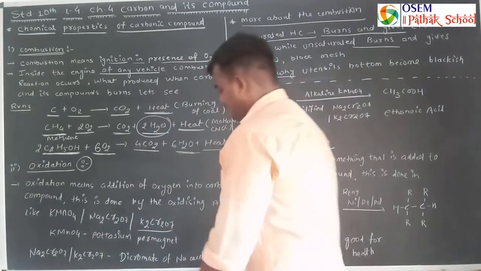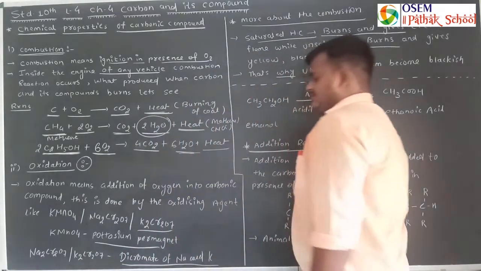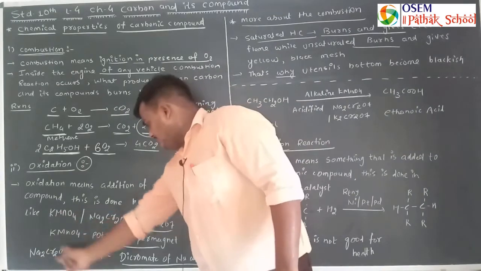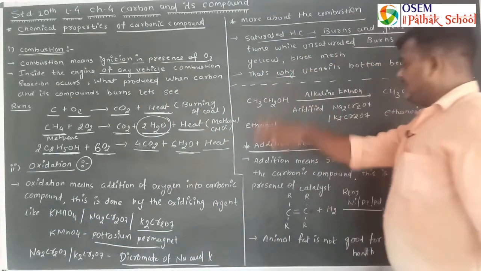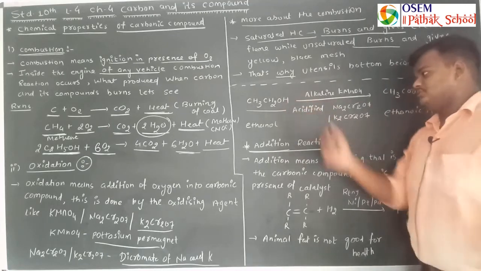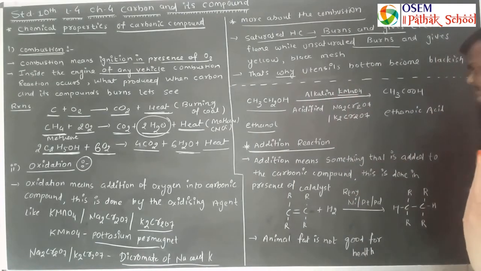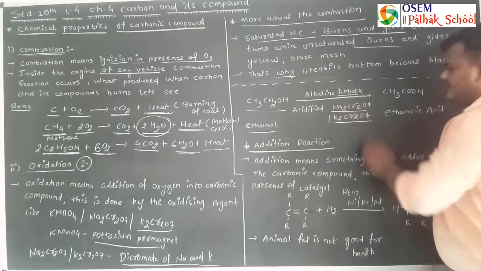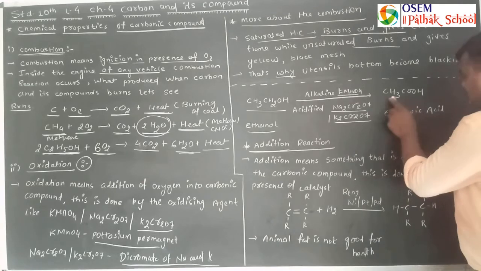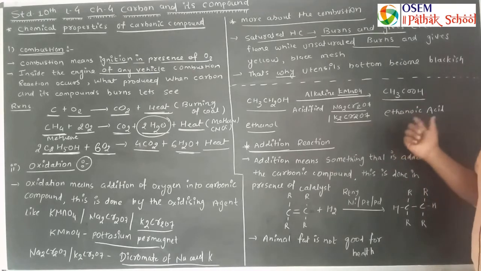KMnO4 is known as potassium permanganate. Na2Cr2O7 is the dichromate of sodium and K2Cr2O7 the dichromate of potassium. So this is your sodium dichromate, this is your potassium dichromate. In the presence of these oxidizing agents, oxygen is added. For example, here a reaction is given. This is our ethanol, alcohol, CH3CH2OH. Now, in the presence of alkaline KMnO4 or acidified Na2Cr2O7 and K2Cr2O7, the oxidizing agents, it gets converted into CH3COOH. This is our ethanoic acid or acetic acid.